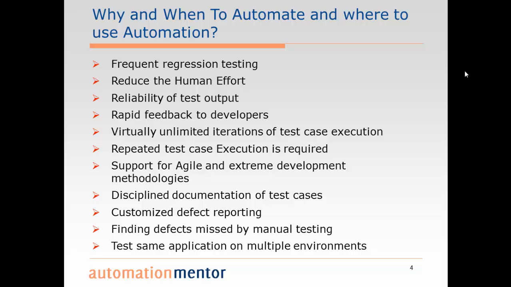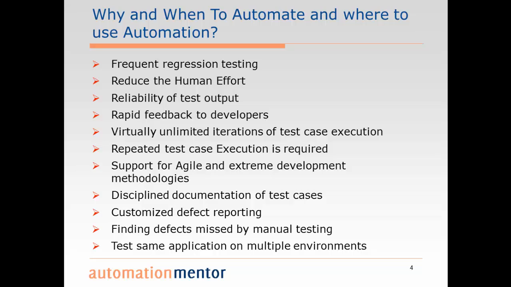If the application environment is very dynamic, doing one iteration of regression every day without automation is nearly impossible unless you have a large number of teams dedicated to it. So if you have automation, you can do any number of iterations to ensure the product is not impacted by any changes done on a day-to-day basis. Wherever you have repeated test case execution required for the product, you can go for automation.